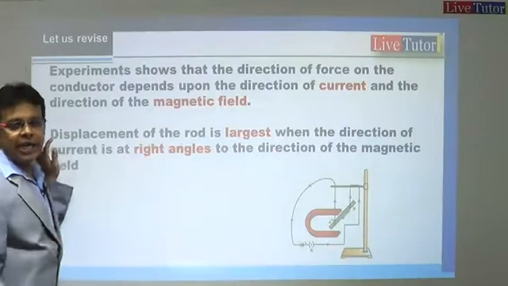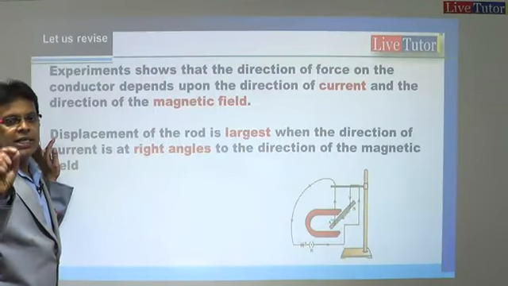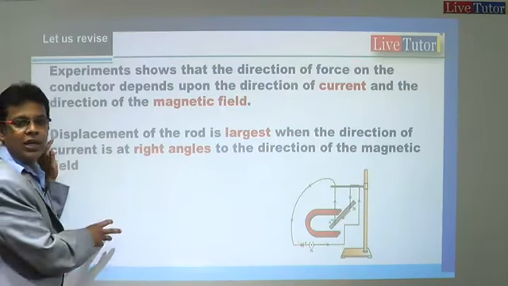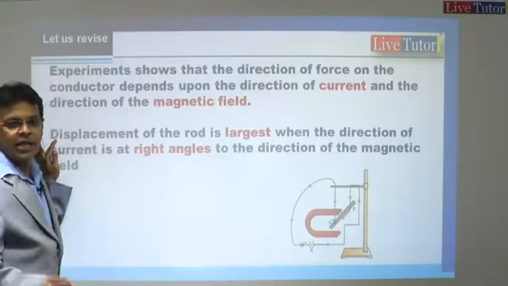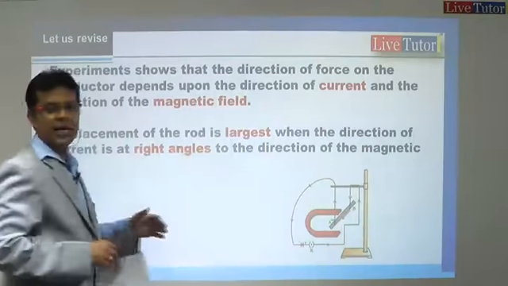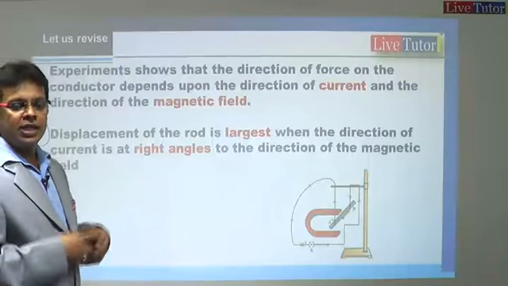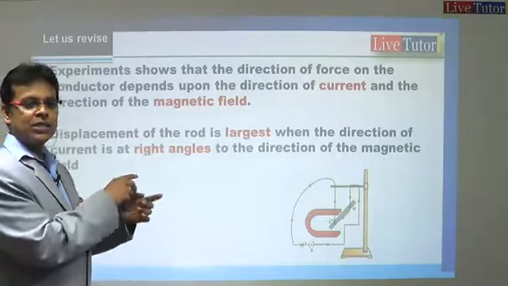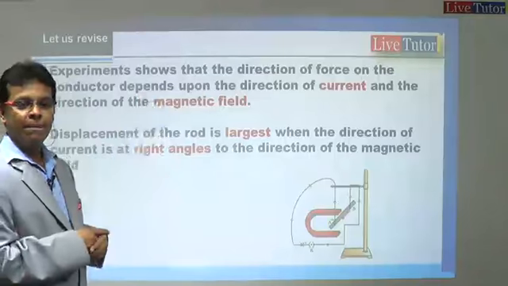In the given diagrams, in which diagram would you think that the displacement of the rod would be maximum? They may give the first one at 30 degrees, 40 degrees or 90 degrees. You can say that exactly when it is at right angles to the direction of the magnetic field, the displacement will be maximum. Now you come back to this video. Just compare this one with that video. Right?